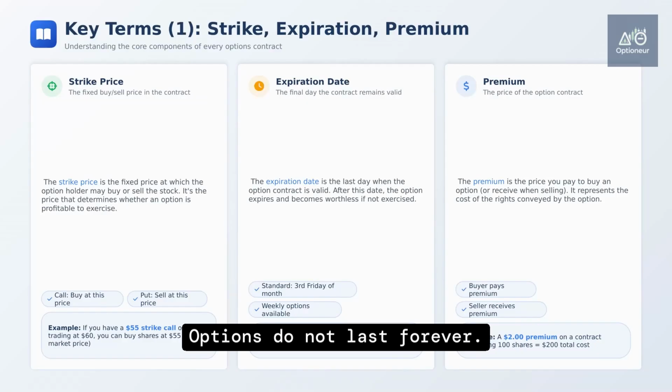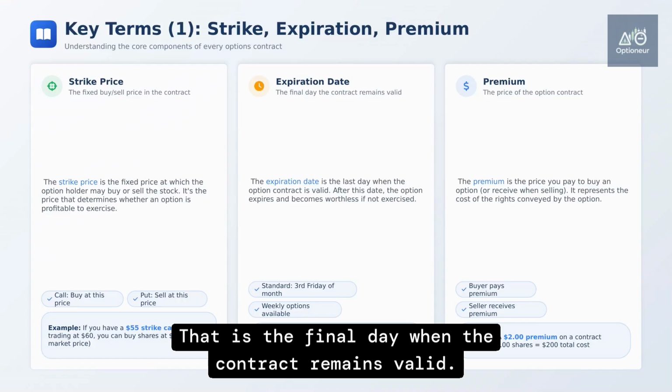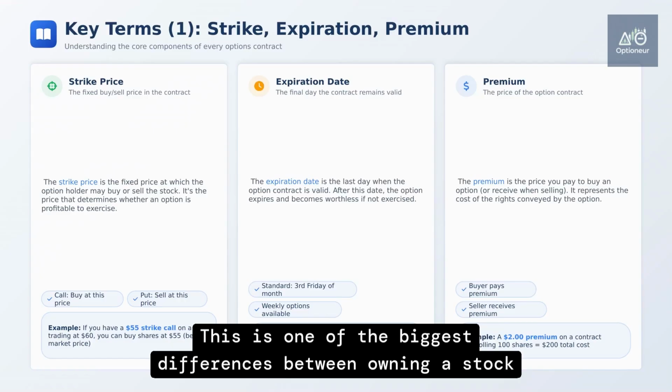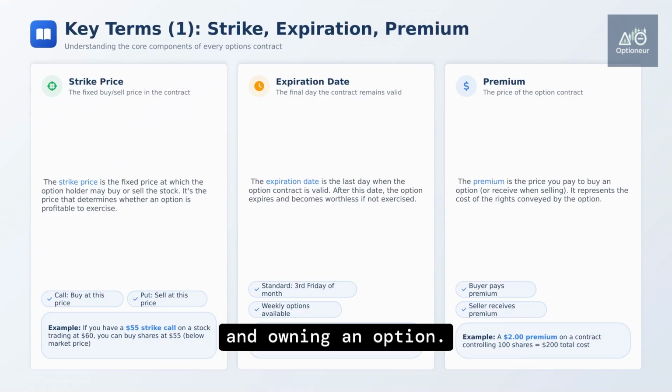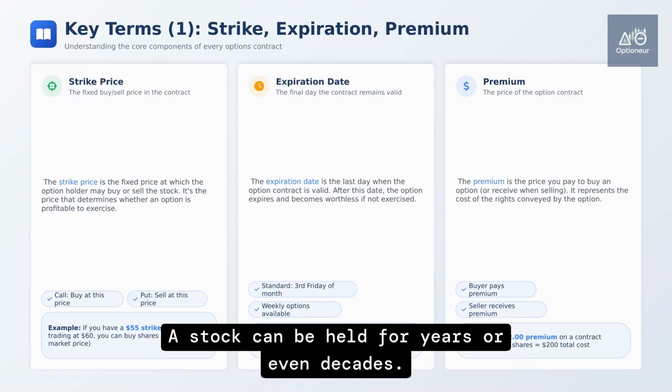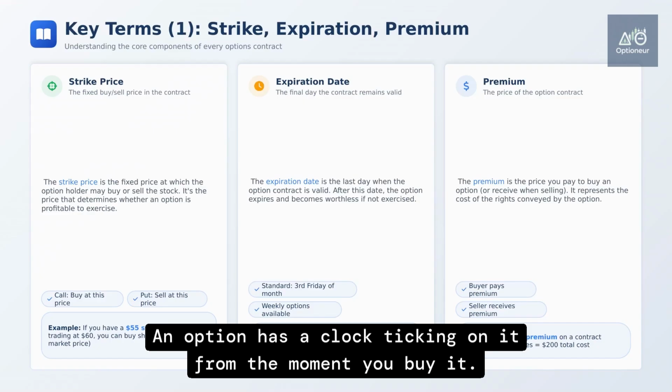The next term is expiration date. Options do not last forever. Every option has an expiration date. That is the final day when the contract remains valid. This is one of the biggest differences between owning a stock and owning an option. A stock can be held for years or even decades. An option has a clock ticking on it from the moment you buy it.